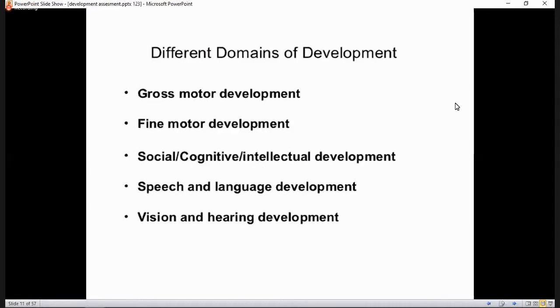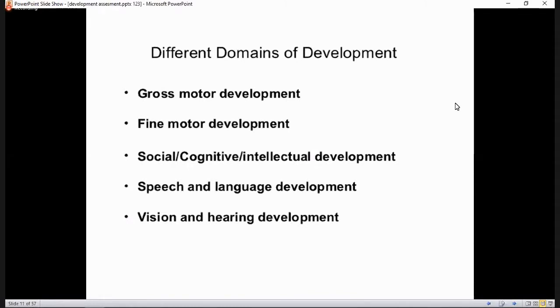So I was talking about the different domains. There are 5 different domains. One is the gross motor, other is the fine motor, third is the social, cognitive, and intellectual development. The fourth is the speech and language development, and vision and hearing development. So these are the parameters.